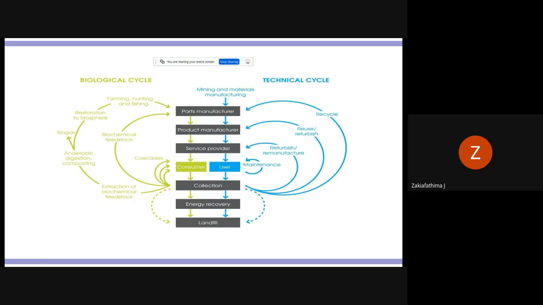Collection. Once your product completes its lifespan, the product gets collected through a recycling process, and then it's sent to your energy recovery. Energy recovery is nothing but your recycling unit. In your recycling unit, it is going to be split apart into two. One is the parts of the material that can be reused, remanufactured, or from which raw material can be extracted. It's going to be sent in over there.